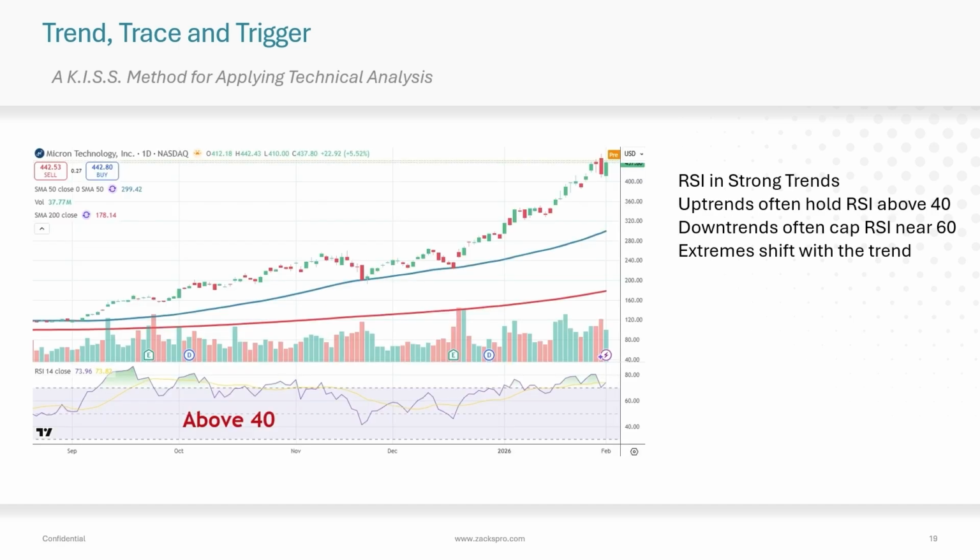So here, RSIs in strong trends tend to stay above 40 when you're in an uptrend, and in a downtrend, they often cap out near 60. So here's Micron. They've had an incredible run as of late, and you can see that 40 level on the RSI has been holding pretty well, even as you get these shallow sort of pullbacks. You get the pullback in November to the 50-day moving average. You get another pullback in December to that 50-day moving average, and that RSI stays there. And now look what we have. We have an overbought RSI on Micron, but that trend is just so strong.